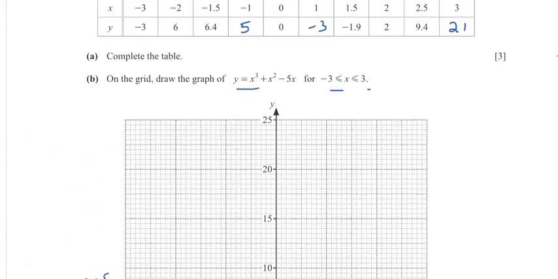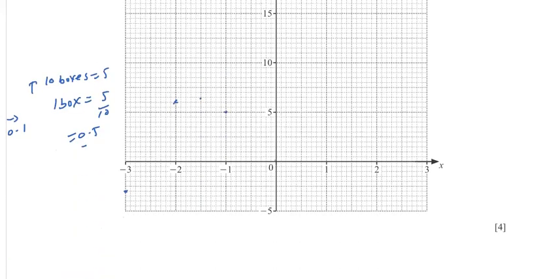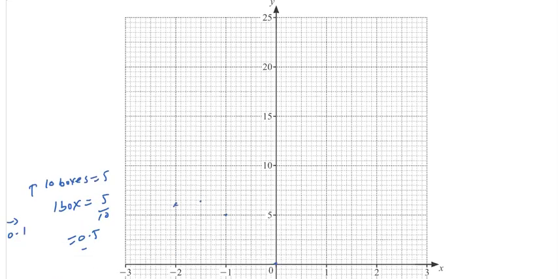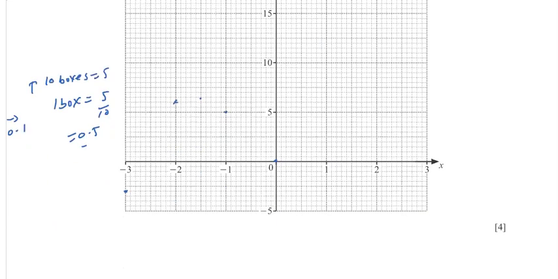For x equals 0, y is also 0. Make sure always when you look at the table, there should be no gap in the table. If there is a gap, then you will make the two parts separately. So in this one, there is no gap. Now for x equal to 1, y will be minus 3.